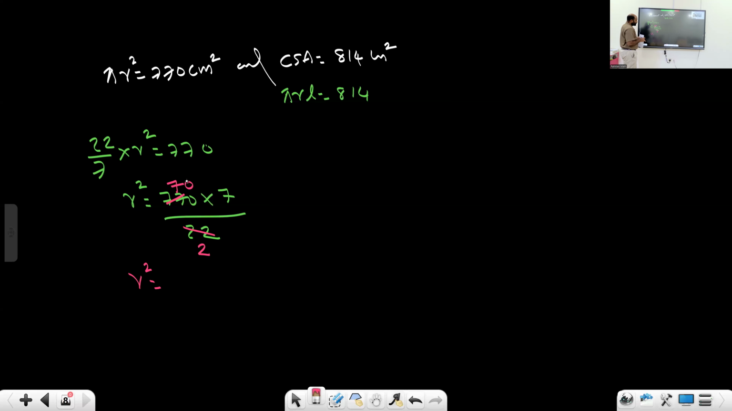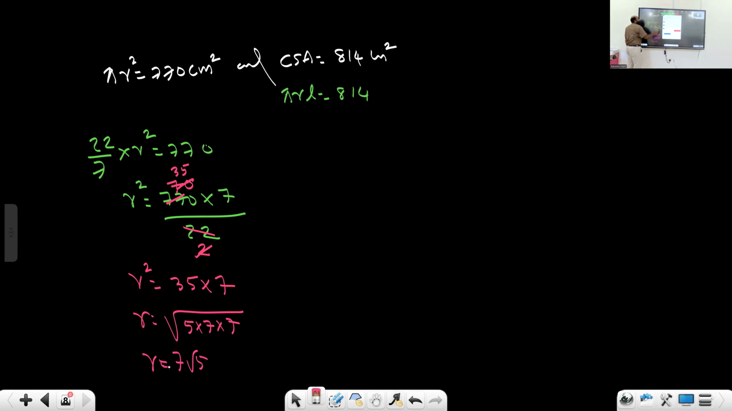It's correct, you know? So this we can cut 35. R square equal to 35 into 7. I request everyone, don't write. R equal to root of, what does 35 mean? 5 into 7 into 7. What is R? 7 root 5 is the radius. Check it. 7 root 5 is the radius.